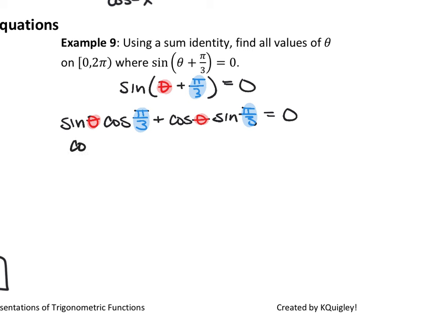What is the cosine of pi over 3? 1/2. And what is the sine of pi over 3? Square root of 3 over 2. Okay, so that's nice. Just get rid of some of the trig here, have some values. I messed this up somehow. What did I do? Oh, this should be a sine. Sorry.